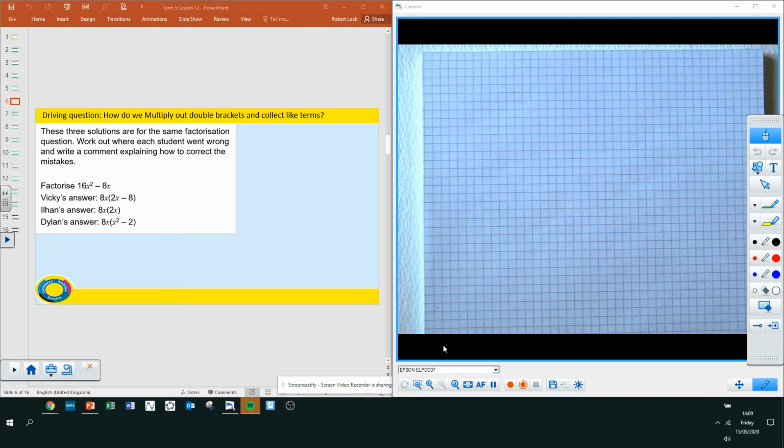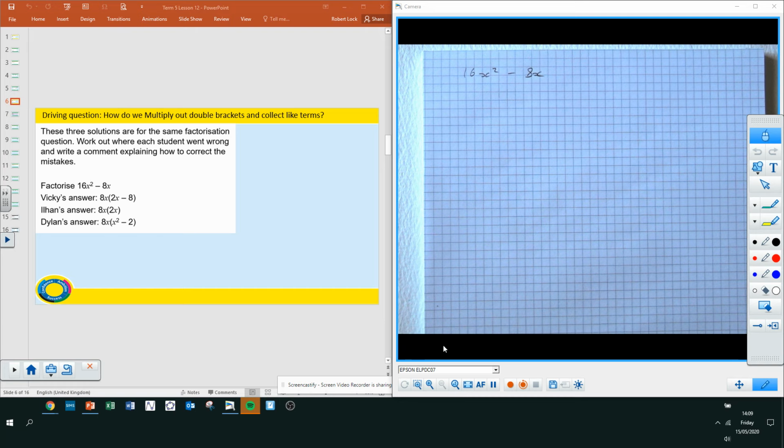These three solutions are for the same factorization question. Work out where the student went wrong and write a comment explaining how to correct the mistakes. So the question we're starting with is factorize 16x squared minus 8x. First of all, before we look at what the answers are, let's work it out for ourselves.